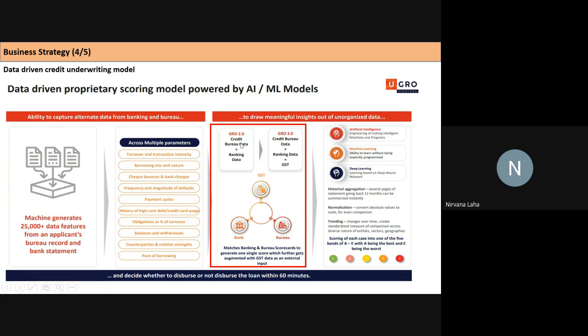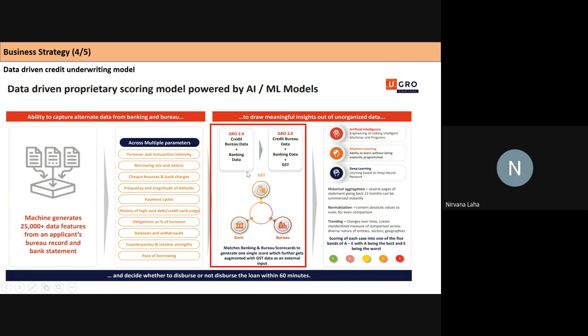What data does it take in? It takes the credit bureau data, which means all of us have a credit rating, either from CRISIL or from Experian or from some other company. And similarly, companies also have a credit rating. So they take this data, they take their banking data, bank transactions, and they use these two data to automatically crunch insights and decide whether to disburse or not disburse the loan within 60 minutes. So this is the engine.